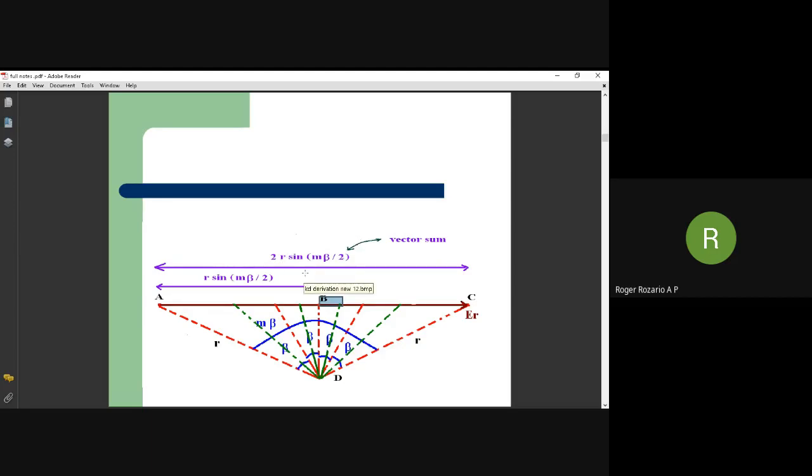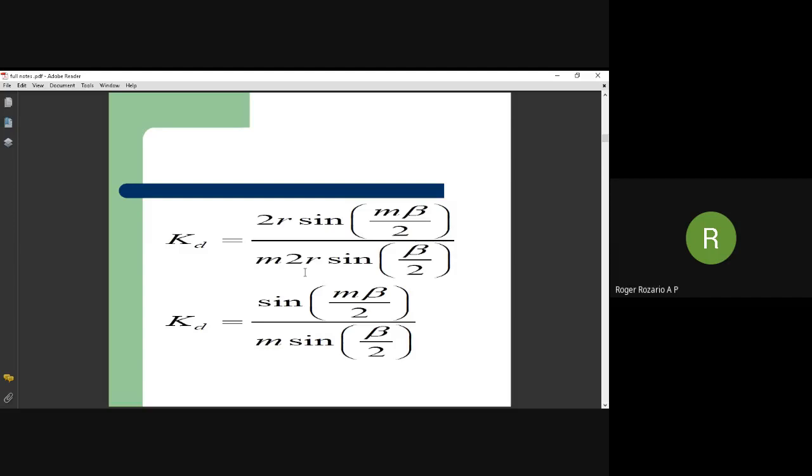So we have calculated the vector sum and the arithmetic sum. The arithmetic sum was 2R sine M beta by 2 and the vector sum was M into 2R sine beta by 2. So this M will remain, and the 2R and 2R will get cancelled. So Kd equals sine M beta by 2 divided by M sine beta by 2. This is the equation for Kd. The Kp equation is cos alpha by 2, and the Kd equation is sine M beta by 2 divided by M sine beta by 2.